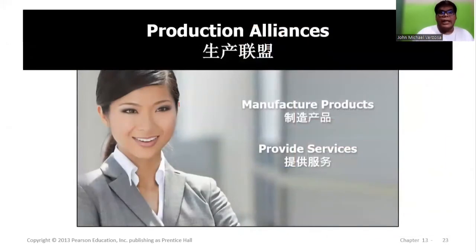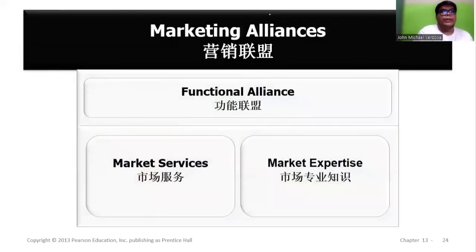Now for the production alliances, as you can see, we have here, it's either to manufacture products or to provide services. For the marketing alliance, you have it's either you have the market services and the market expertise, or market research as well.